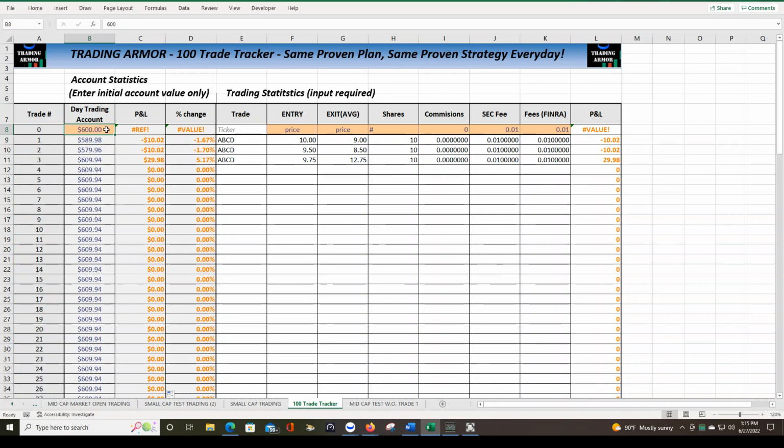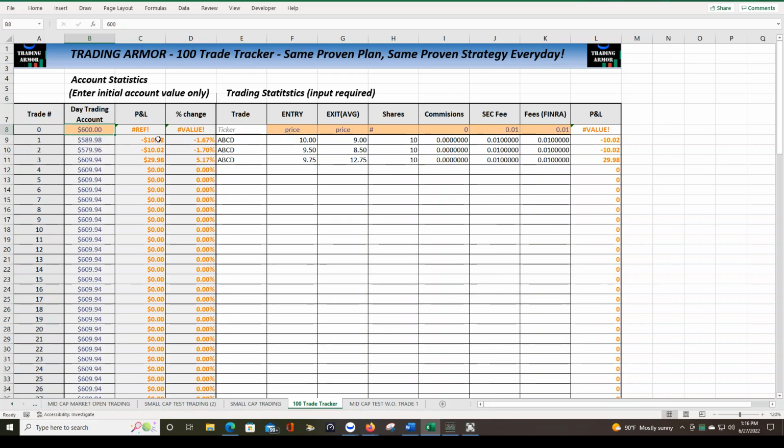But if you've already done that and you've already got past that level, you can always change this value to some higher value. Maybe you've done the $600 and now you want to see, well, what if I trade with up to $2,500 per day? Is this still working out for me? Then you would enter $5,000 in that account at that point. So let's go back to the $600 for the purposes of this video.